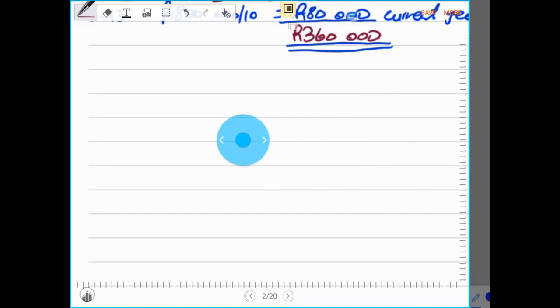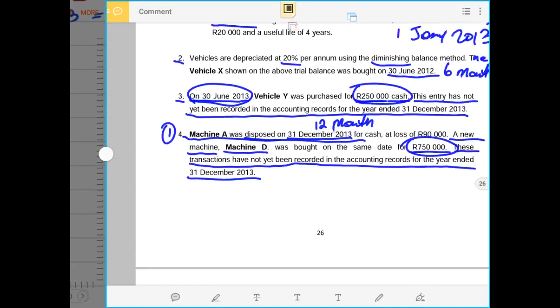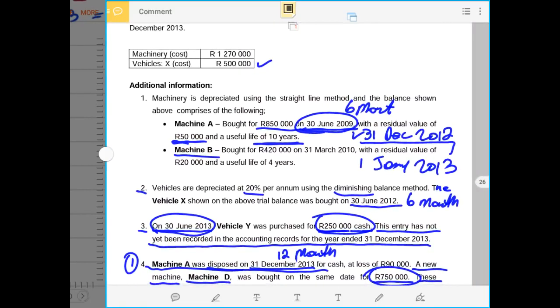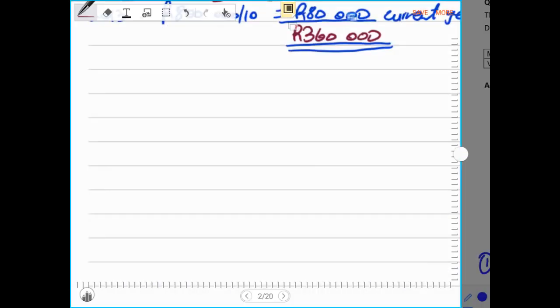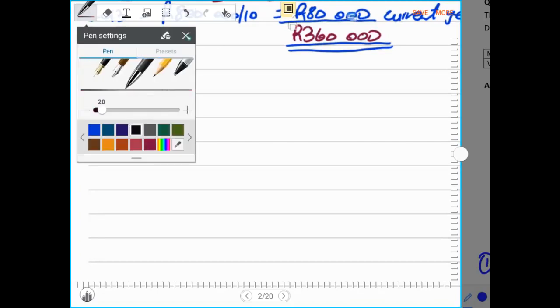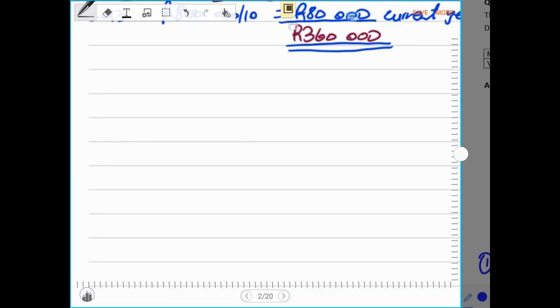And now let me check the date in which machine B was acquired. Machine B was bought in the year 2010, 31st of March. And we said from 31st of March until December, it will be a period of 9 months: April, May, June, July, August, September, October, November, December. So that is 9 months from April. So now we need to calculate the depreciation once again for this machine, which is machine B.